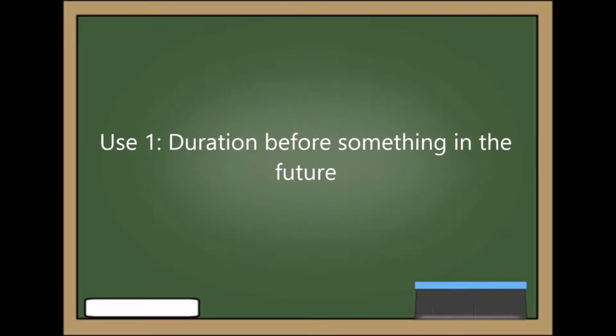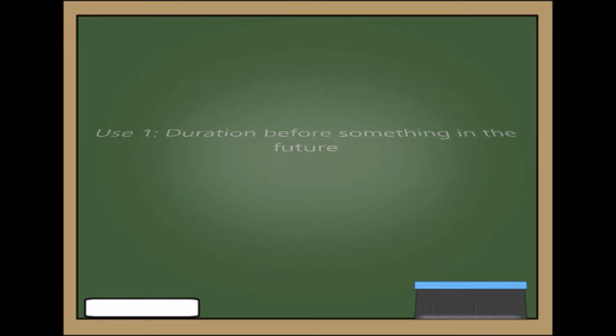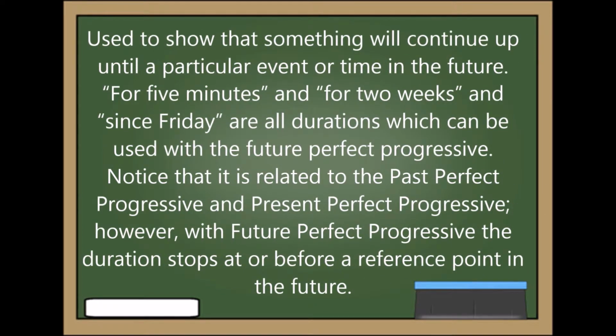Future perfect progressive. Use 1. Duration before something in the future. To show that something will continue up until a particular event or time in the future.